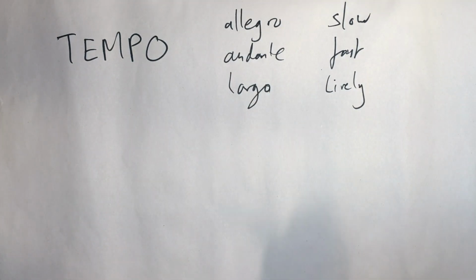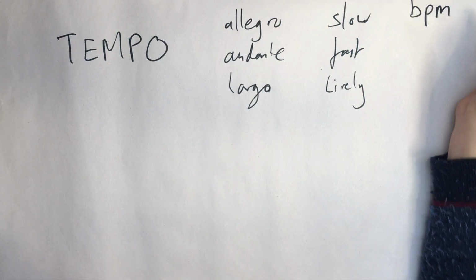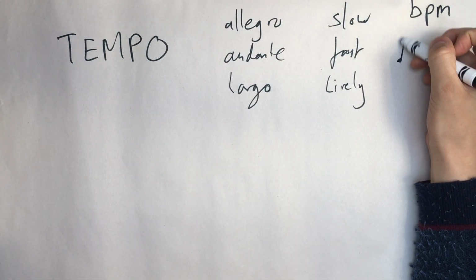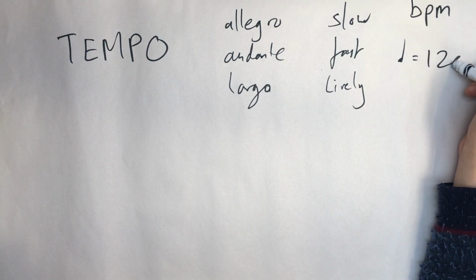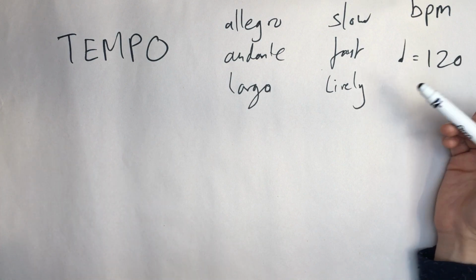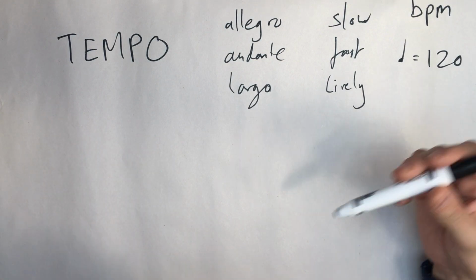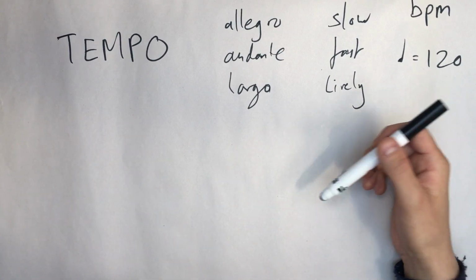Another way in which musicians describe tempo is with beats per minute, or BPM. So you just might see this at the top of music if you're a musician. You'd see crotchet equals 120, and that would be 120 beats per minute, which is 2 beats a second. So it sounds a bit like 1, 2, 3, 4, 1, 2, 3, 4.